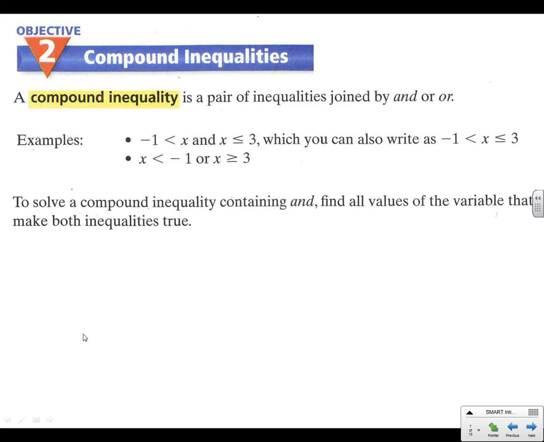All right, and so let's take a look at what these would look like. This or, here's -1, here's 3. The or, I would be less than shading to the left.